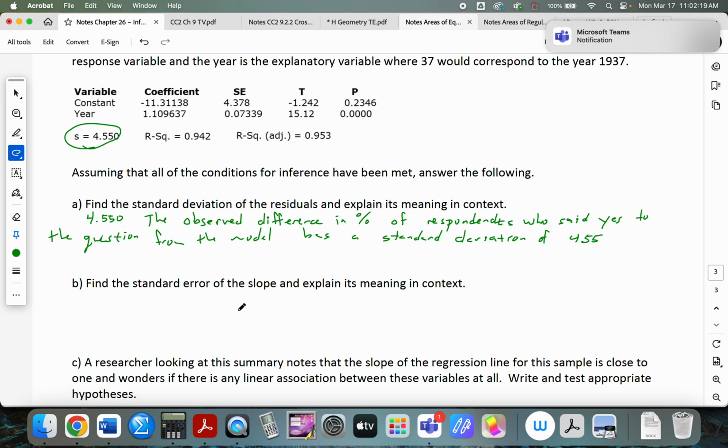Next it says find the standard error of the slope. The standard error of the slope is right here. See that says standard error? The standard error of the constant would be the standard error in our intercept. The standard error in the year is going to be the standard error of the slope. So that's 0.07339.